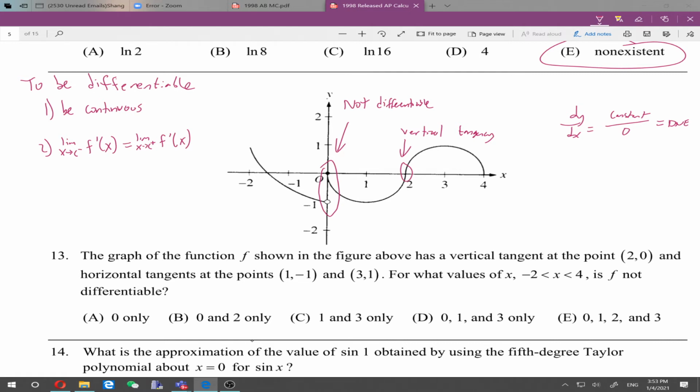This actually breaks our second rule, because as I approach this point from the left, I'm going to end up at a different number than if I approach that from the right. But anytime that you have a function that's going straight up and down, vertical tangency, our slope will be undefined. Okay, so this is b, at points 0 and 2 only.